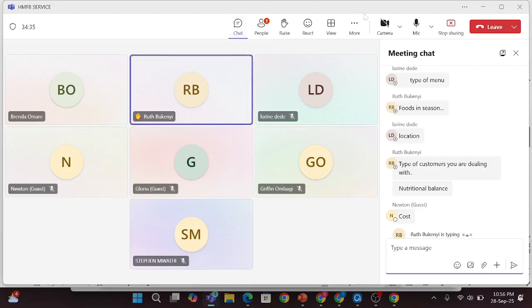We can also say the nutritional balance, in the sense that when you're preparing a menu, you're supposed to put into consideration and know that once the meal is prepared, you're supposed to meet the nutritional values, whereby you'll have the protein, carbohydrate, and vitamin all at the same time.